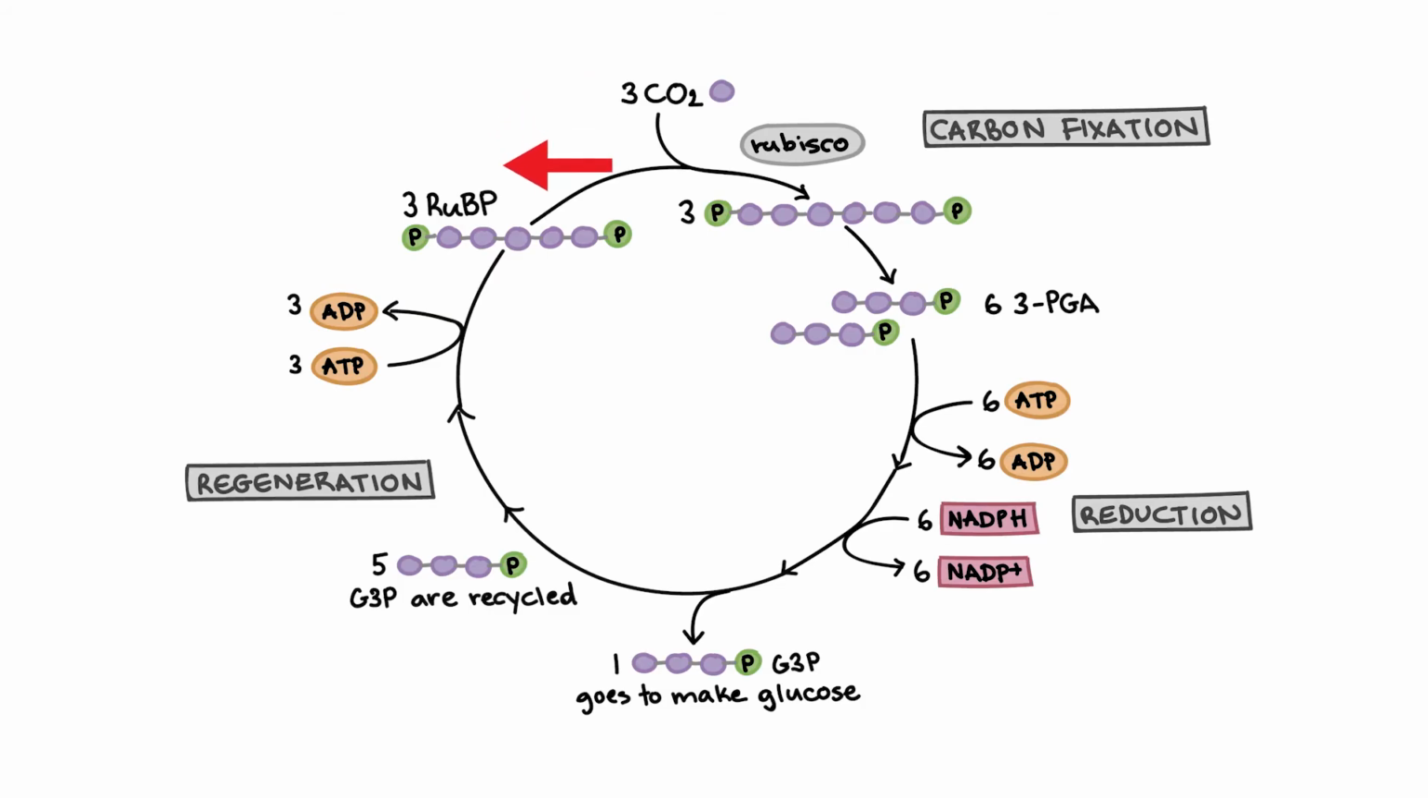Back to RuBP, a CO2 molecule joins a 5-carbon acceptor molecule. This creates a 6-carbon compound that splits itself into two 3-carbon compounds known as 3-phosphoglyceric acid, or 3-PGA.